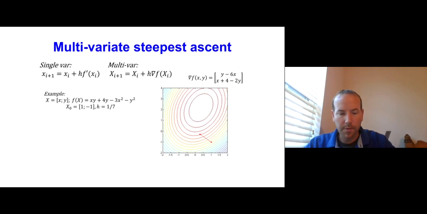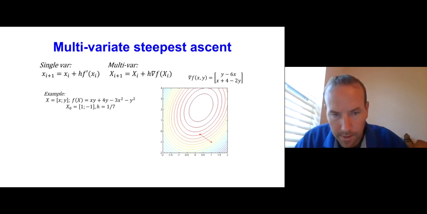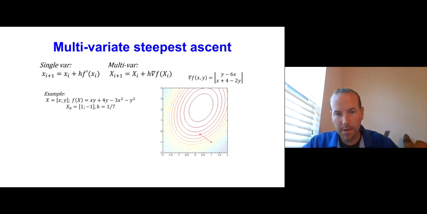So before we do Newton's method, let's look at the little bit simpler one of multivariate steepest ascent. In the single variable steepest ascent, we had x i plus 1 is x i plus h f prime of x i. And the shape of this method is just the same right here. It is simply that we are using the gradient of f instead of just the derivative of f.